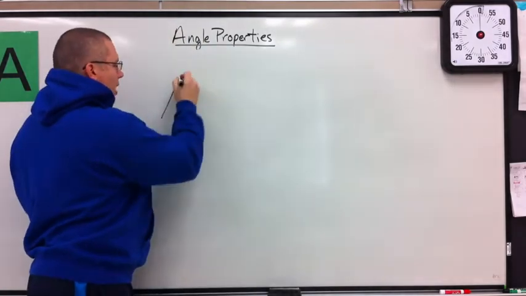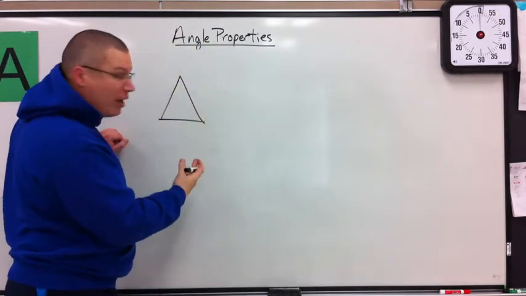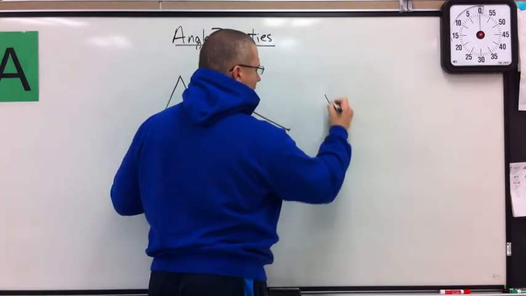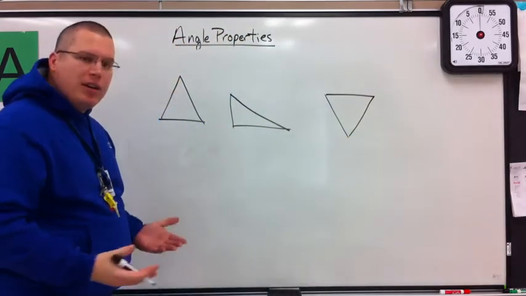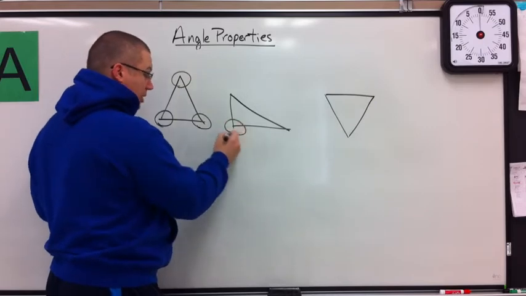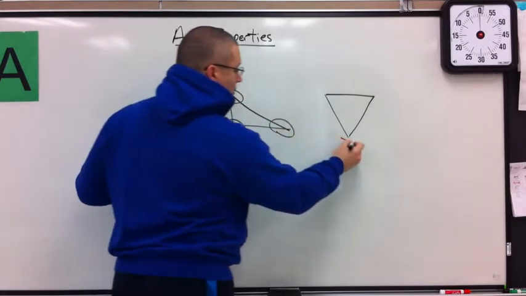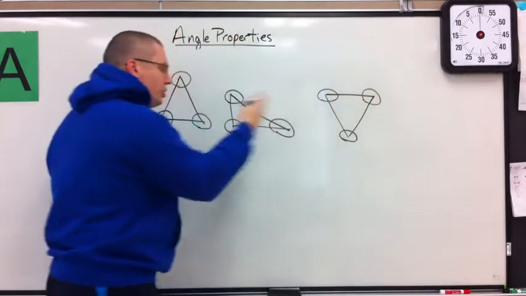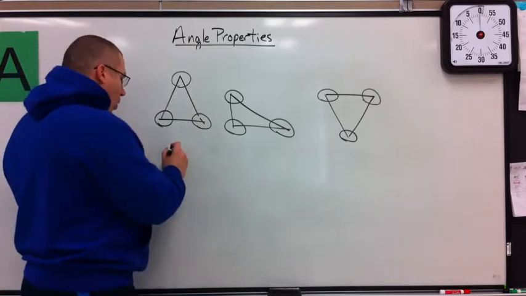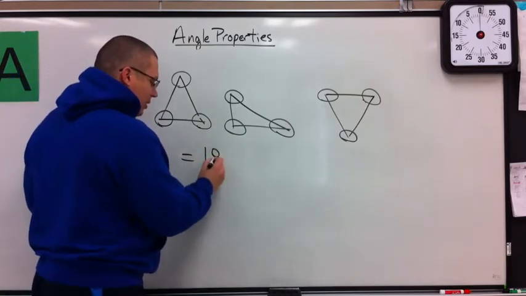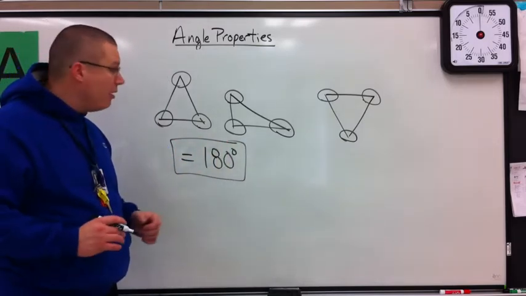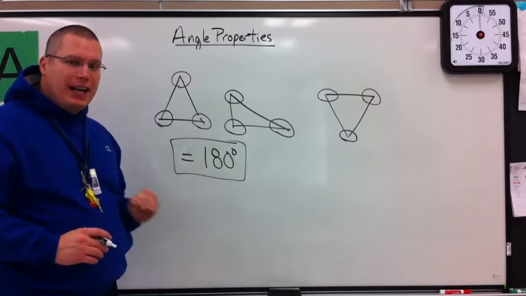Let's just talk about a simple triangle. I don't care if the triangle looks like this, or like this, or like this. What you have to understand is every triangle always has three angles. That's the definition of a triangle. And no matter what shape the triangle is, if you measured every angle in a triangle, you would always get 180 degrees. Simply said, every triangle is worth 180 degrees.